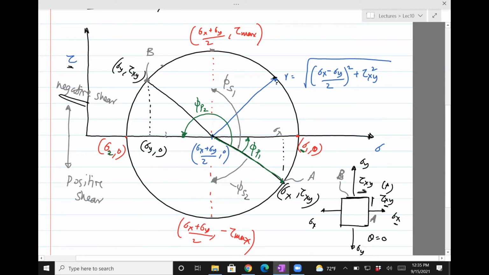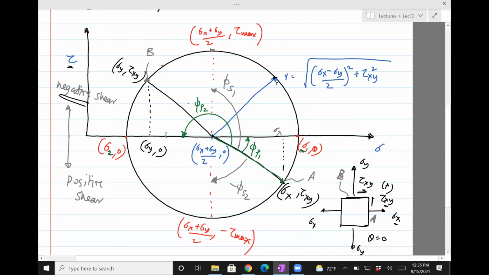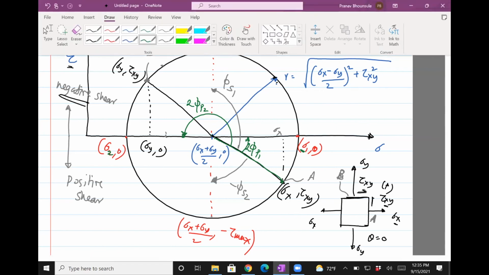Okay, one correction though, as I said, I should have fixed this. Everything on the Mohr circle will have a 2 in it. I forgot to put that. So it'd be 2 phi p, 2 phi p1, 2 phi s, and 2 phi s2.